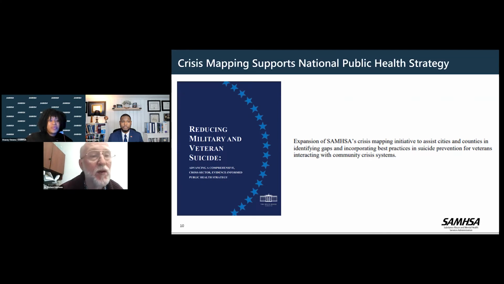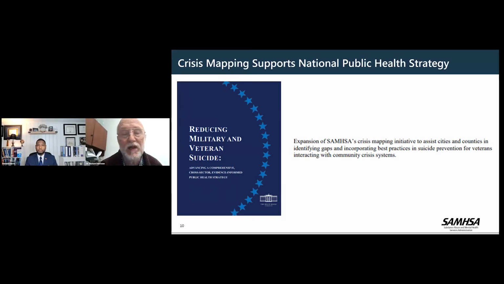Okay, great, thank you. So let me start off by mentioning a couple of things. This slide says crisis mapping supports National Public Health Agency. The president issued an executive order probably about a year ago. It included a number of different components in that executive order, and I'll touch base on that in a little bit more.